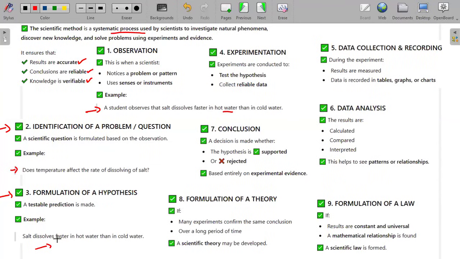So how are we going to prove the hypothesis? We're going to carry out experiments. So that will be the process number what? Number 4. Here I was saying experiments are conducted to test the hypothesis. Okay, so experiments are conducted to test the hypothesis.